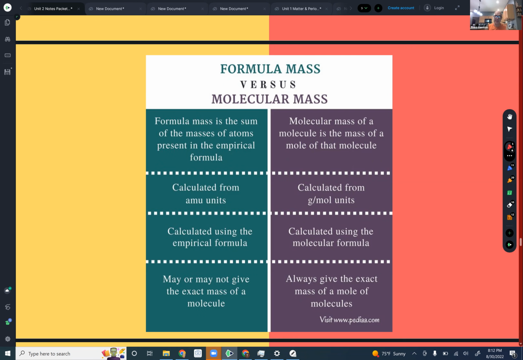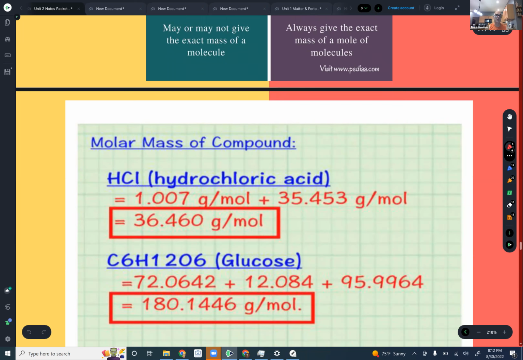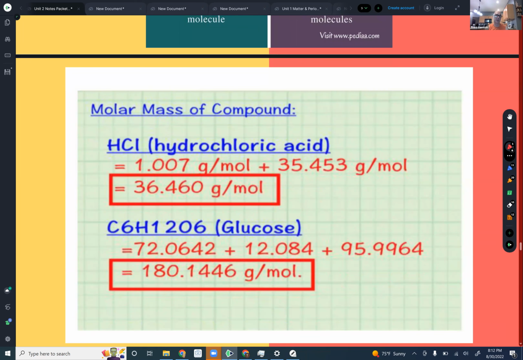Now, if we go to formula mass, it's a little bit different. We're not going to worry about that one this time. I want you to focus on molar mass, but formula mass works the same way. You just add them up. Formula mass is whenever we want an empirical formula versus when we need just the molecular weight of the molecule by itself.